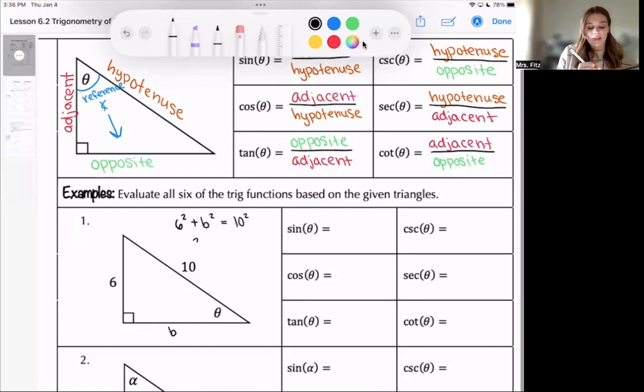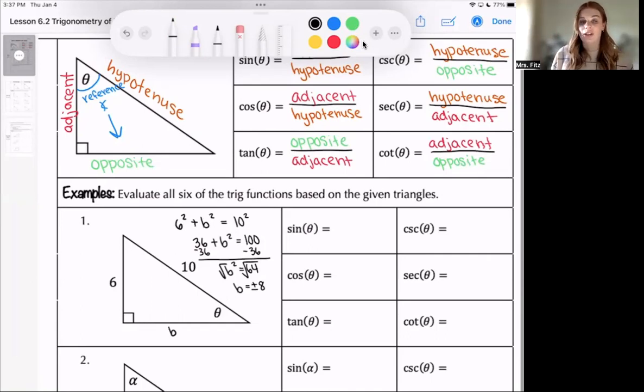6 squared is 36, plus b squared equals 10 squared, which is 100. Then we're going to go ahead and subtract 36 from both sides. We end up with b squared equals, this is pretty nice, 64. Square root both sides, and b equals, now be careful, technically it's plus or minus 8. We'll get into why the plus or minus is important in a future lesson. It actually depends on what quadrant theta is and all kinds of stuff. But for right now, we're just going to use the positive 8 for b.